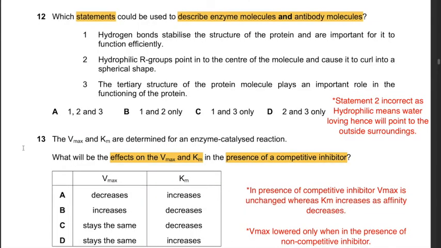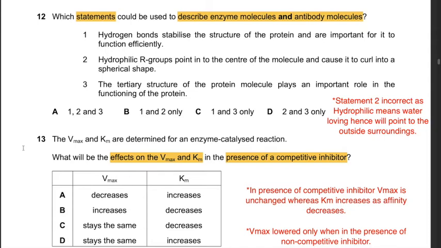Question 12. Which statements could be used to describe enzyme molecules and antibody molecules? 1. Hydrogen bonds stabilize the structure of the protein and are important for it to function efficiently. 2. Hydrophilic R groups point into the center of the molecule and cause it to curl into a spherical shape. 3. The tertiary structure of the protein molecule plays an important role in the functioning of the protein.